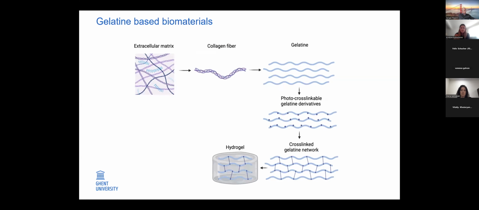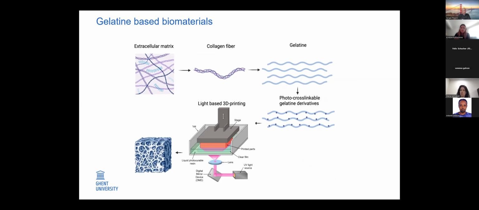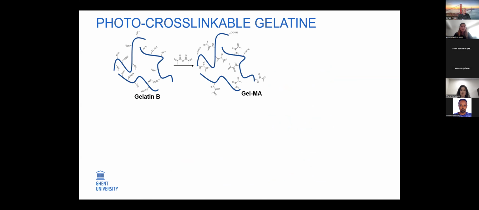The first two projects I will be talking about are based on gelatin. Gelatin comes from collagen fibers, which come from the extracellular matrix. So gelatin is inherently cell interactive and is used a lot in regenerative medicine applications. We modified it with photocross-linkable groups. After photocross-linking, you can obtain your hydrogels, and it can also be used for light-based 3D printing methods to obtain 3D printed structures. The most common gelatin-based material is so-called GELMA, where we modify the amine groups and transform them into methacrylamides.